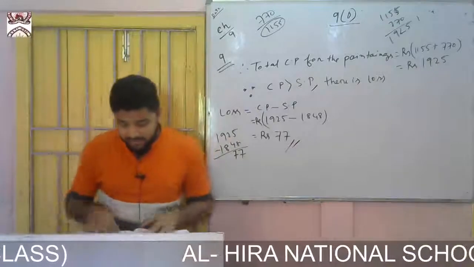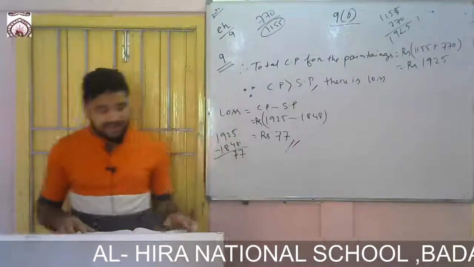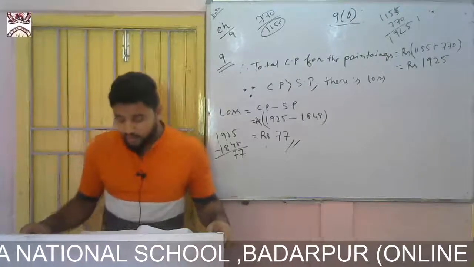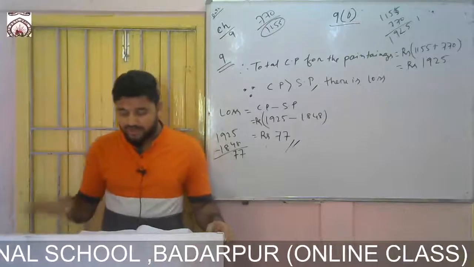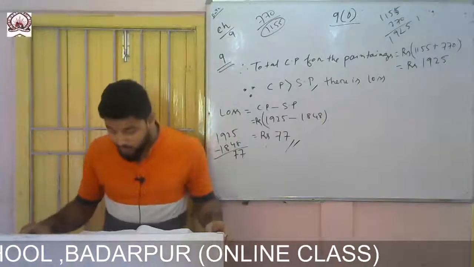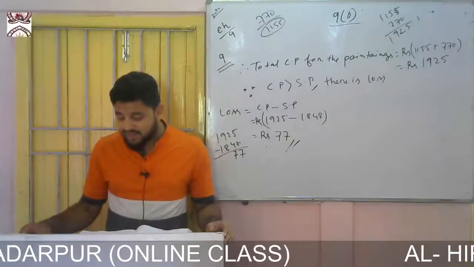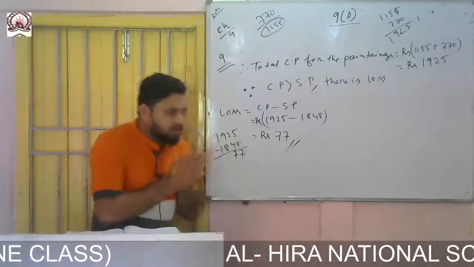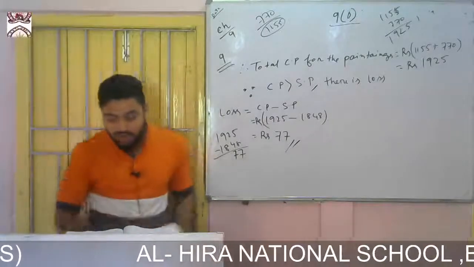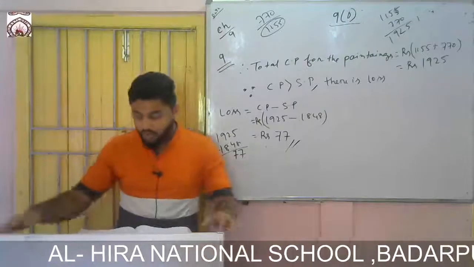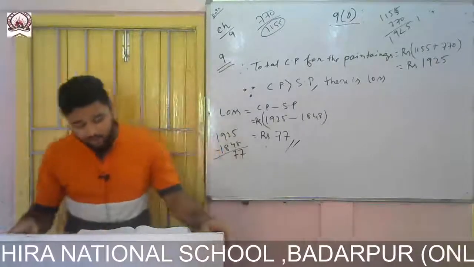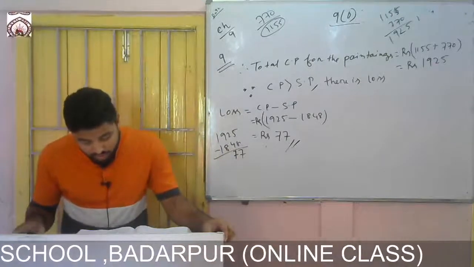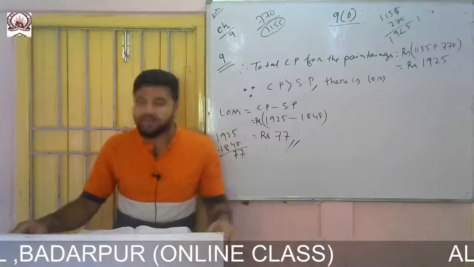Now come to question number 10. By selling a fan for 1200, Karim loses rupees 200. That means by selling a fan for rupees 1200, he loses 200. At what price must he sell to gain 10%? So it is easy.